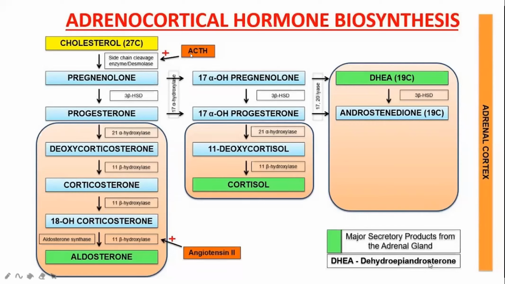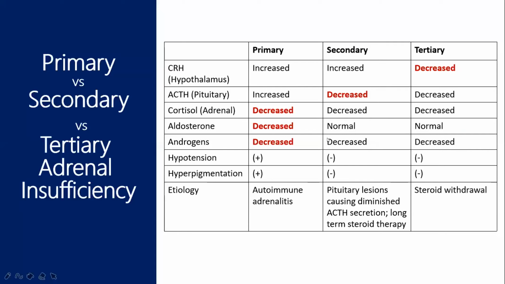So meaning to say, if there is a decrease in ACTH, there will be a decrease in production of cortisol, and there would also be a decrease in production of the androgens. Thus, we have a decrease in androgens in secondary adrenal insufficiency. So of course, we would not see hypotension and hyperpigmentation in secondary adrenal insufficiency.